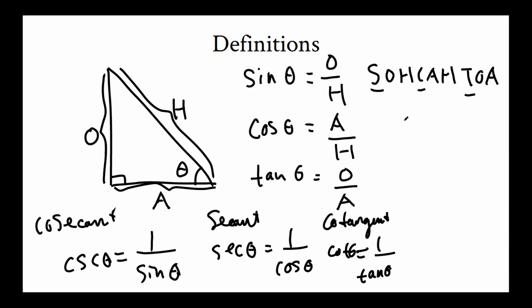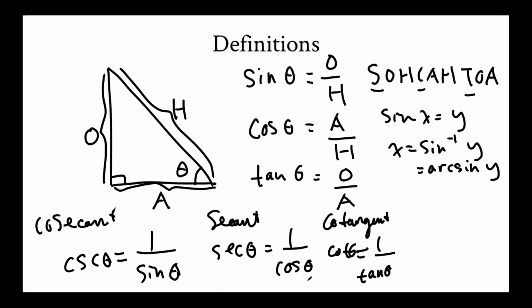Okay, and we also have inverse trigonometric functions. And for these, let's say that we have sine x equals y. Then we say that x will equal sine inverse of y with a -1 here. And we can also call it the arcsine of y. Okay, so these are all the basic definitions for trig that we'll use today.